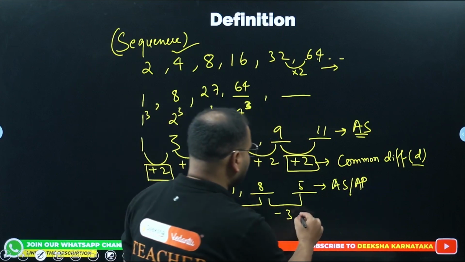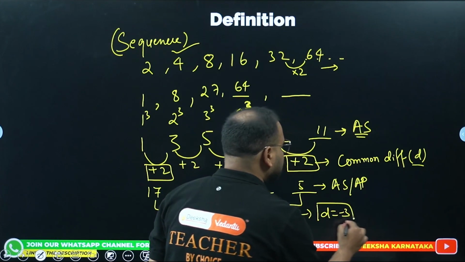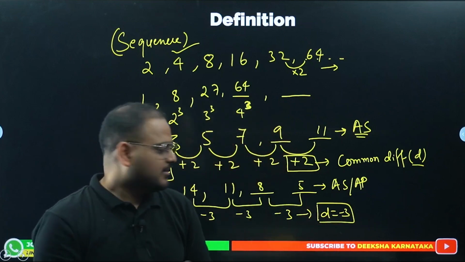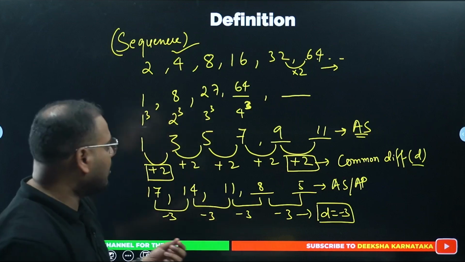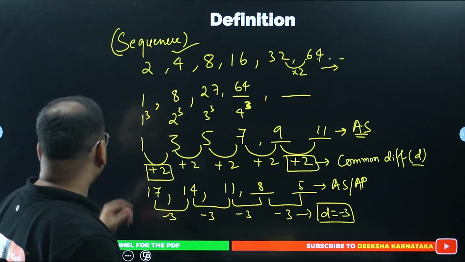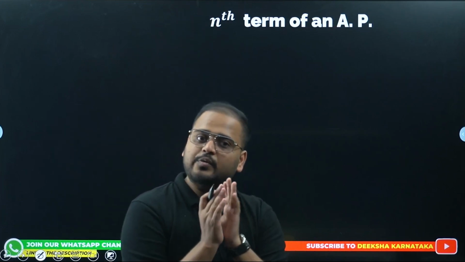Alright. So over here, what is the common difference? The common difference is minus 3. Right? Okay. Very simple, sir. No problem here, no? It is actually a very simple topic. Alright. So moving on, this was to understand what is an arithmetic sequence.